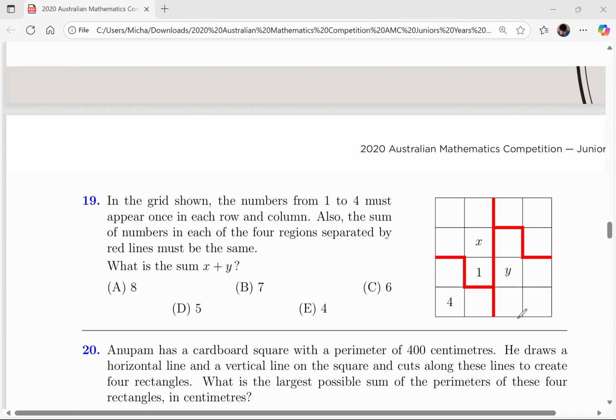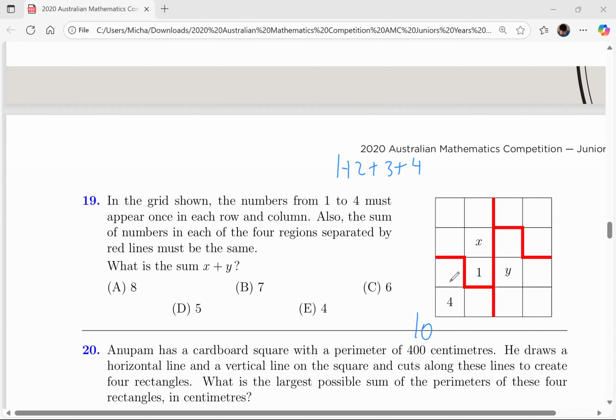each red region. Okay. And so here, for example, x and y, you already know they can't be 1 because there's already a 1 there. But you don't know what they could be. So people actually get stuck for a while, but when you realize that each row has to add up to 10, and all 4 rows must therefore add up to 40, and there's 4 red regions, so each red region has to add up to 10, right?